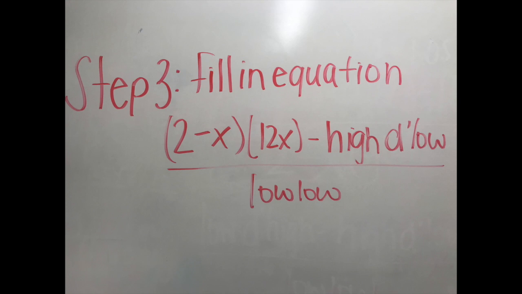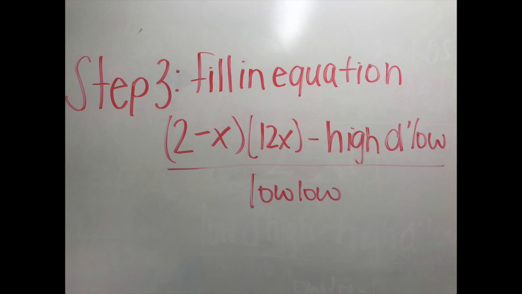Now step 3, we're going to start filling in the equation. The first part of the equation is your low times the derivative of your high. Your low is your denominator, so we have 2 minus x times the derivative of your high. Hopefully you guys have prior knowledge about how to solve the power rule when you do a derivative. So the derivative of 6x squared would be 12x.